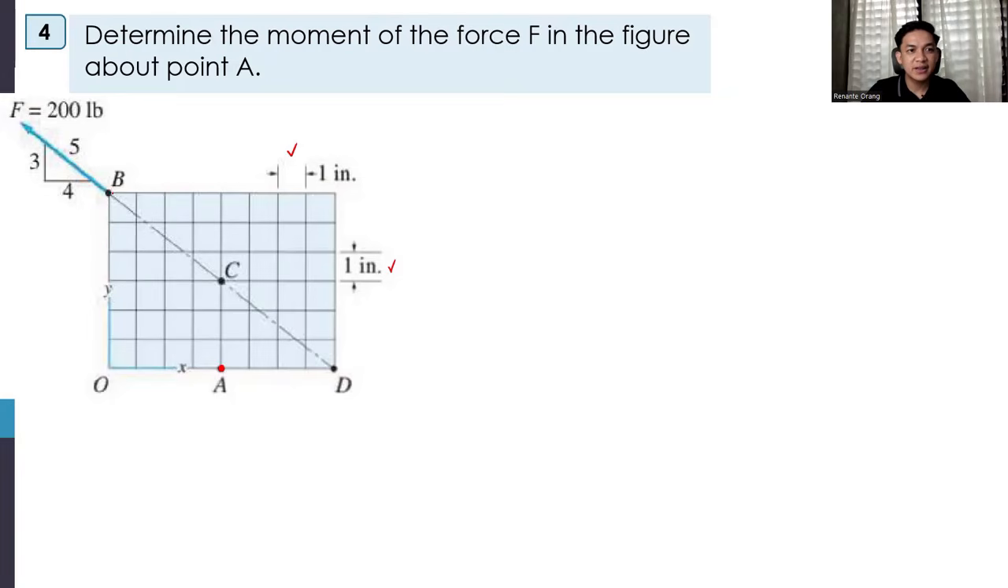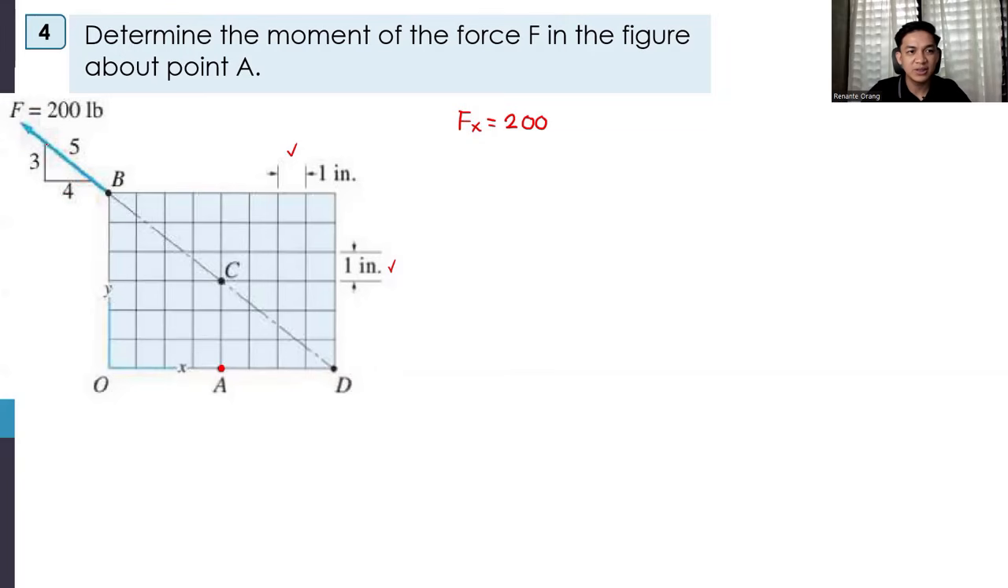So pag titingnan natin class, yung ating force F is nakadiagonal. So medyo mahirap kunin yung kanyang distance papunta sa ating point A. So first thing that we need to do is to convert our force F into our x component and y component para makita natin yung kanyang distance papunta sa ating point A. So convert muna natin class, we have our force x, which is the x component of our force F, is equivalent to 200. And then yung binigay sa atin is rise and run.